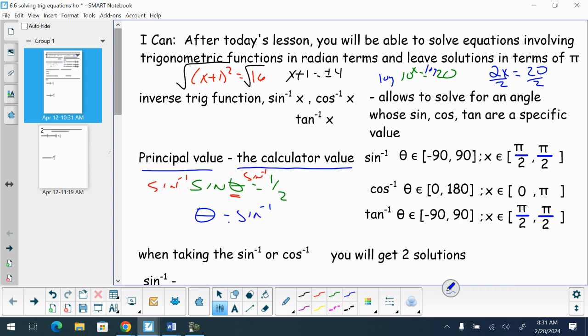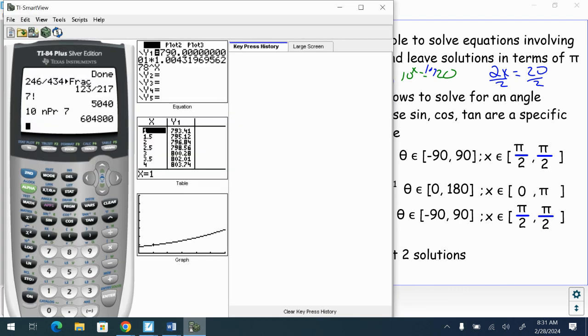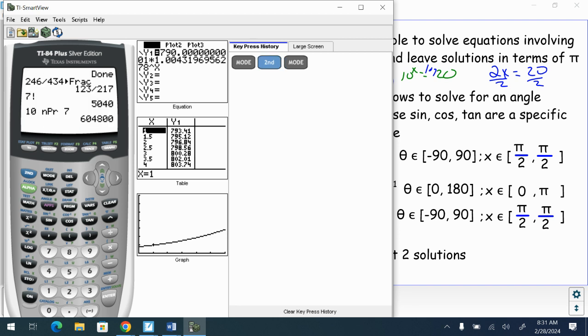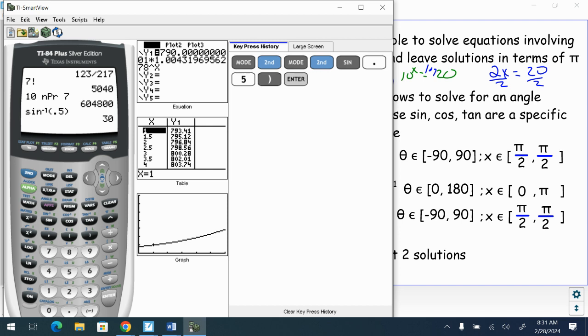So now we're left with the inverse sine of 1/2. Well, in our calculator, we can punch it in. In degree mode, you can take the inverse sine of 0.5, close your parenthesis, hit enter, and you get the value of 30. That value of 30 is called the calculator value, or the principal value. It's the value that you can come up with out of your calculator. Okay, that is the principal value.